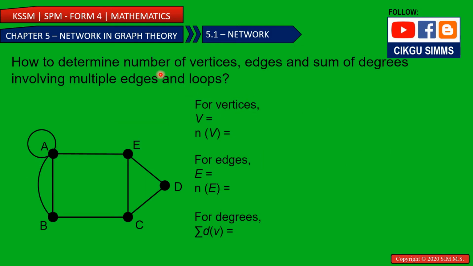So how to determine the number of vertices, edges, and also the sum of degrees involving multiple edges and loops. This is a graph, and we have multiple edges and also a loop. So how to list the vertices, how to list the edges, how to find the number of vertices, the number of edges, and the total number of degrees. Let us start.